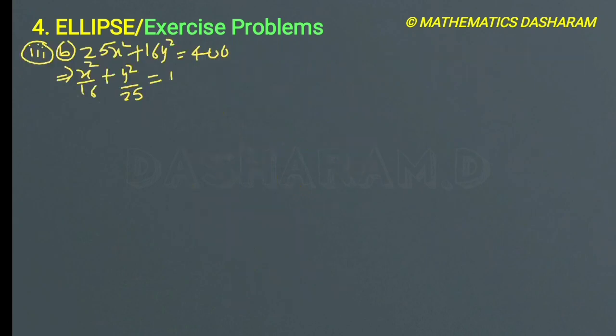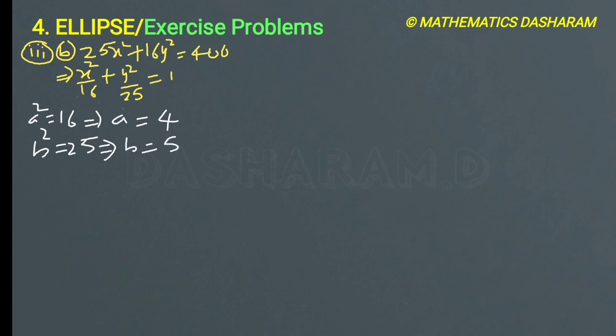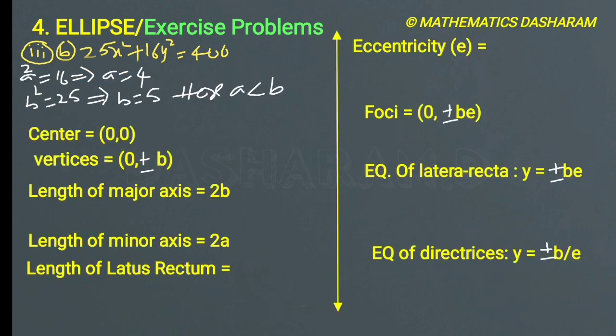Now compare with the standard form, that is x square by a square plus y square by b square equals 1. So here a square equals 16, then a equals 4, b square equals 25, so then b equals 5, and here a is less than b. So the center is 0 comma 0 and the vertices are 0 comma plus or minus b. So 0 comma plus or minus b value is 5.